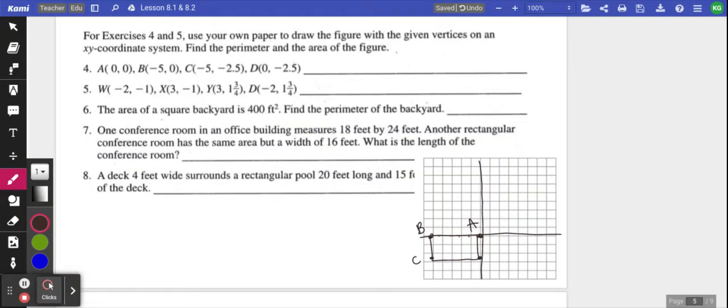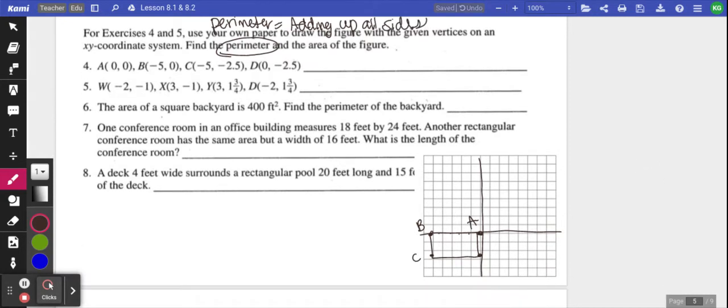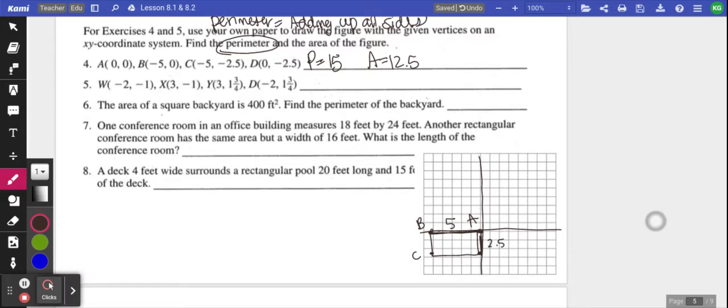It wants me to do two things here. It wants me to find the perimeter, which remember from chapter 3 is found by adding up all the sides. So I'm going to do that first. So the length of this side is 5. The length of this side is 2.5. So I have 5 plus 2.5 plus 5 on the bottom and 2.5 on the left side. So my perimeter is 15. Then for the area, I'm going to do 5 times 2.5. So my area is 12.5.